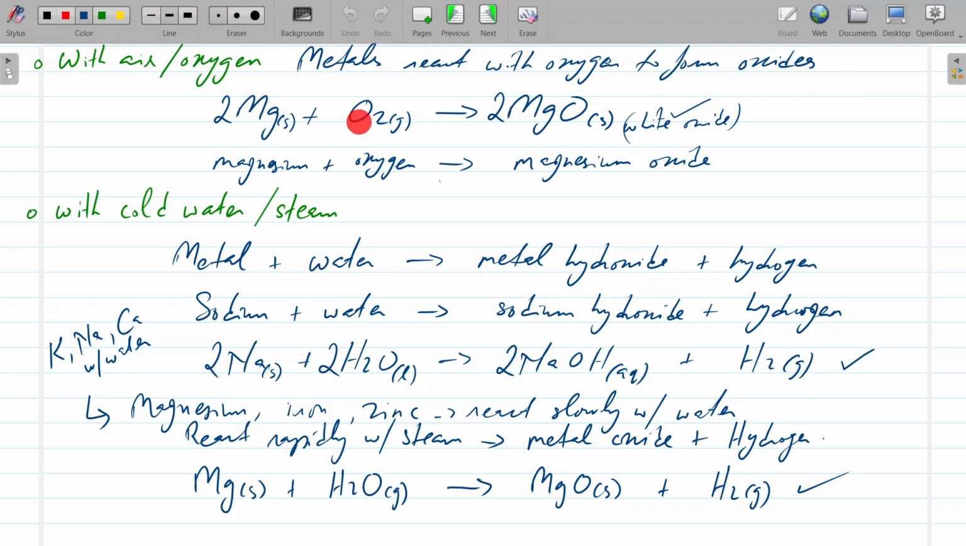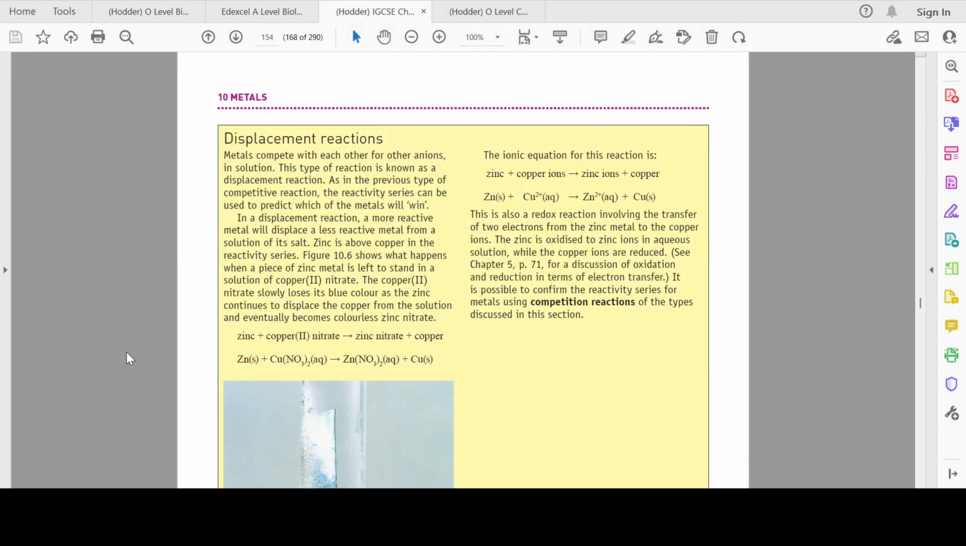You've got magnesium reacting with oxygen to form magnesium oxide, balanced equation. It's a white colored oxide. These could be vigorous reactions. The metal could catch fire, which does happen in the case of magnesium or sodium, the very reactive ones. By the way, the book gives the reactivity series. So if I just take you to the book for a second.